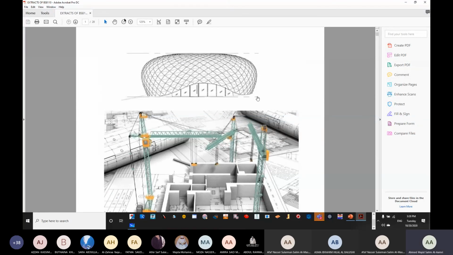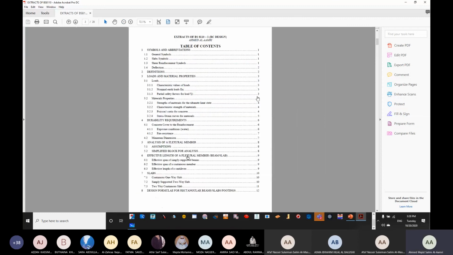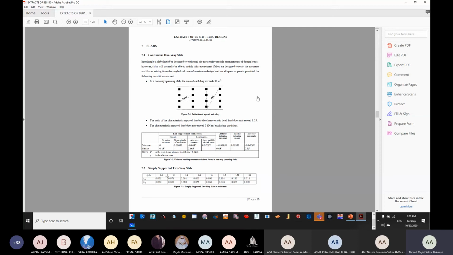One-way table, once again, you can go here. Since it's a slab, you need to search for slab from the table of contents. We have the slabs here, and under the slabs we have continuous one-way slab, simply supported two-way, and then two-way continuous. You can click on it and it will open for you. It says clearly continuous one-way slab, and this is the table for continuous one-way slab.